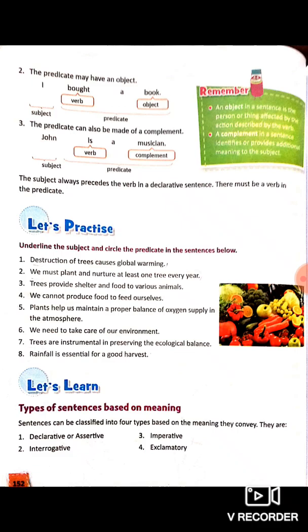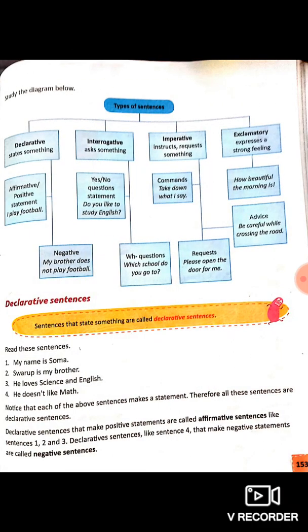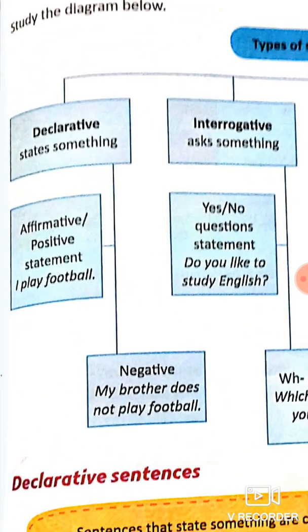Now, moving on to types of sentences based on meaning. Sentences can be classified into 4 types based on the meaning they cover. They are declarative or assertive, interrogative, imperative, and exclamatory. So, children, what are these different types of sentences? Let's discuss. A declarative sentence is that sentence which only states something, that is, that makes a statement about the subject.